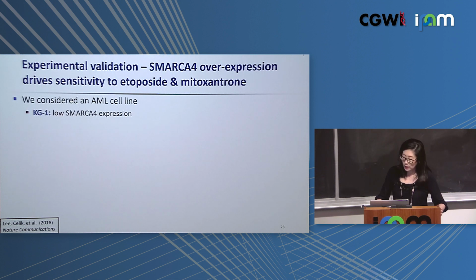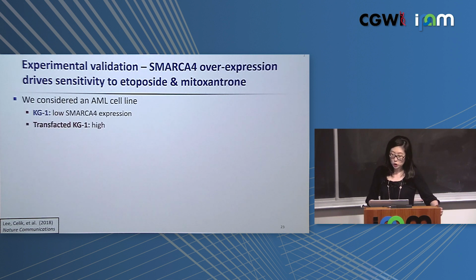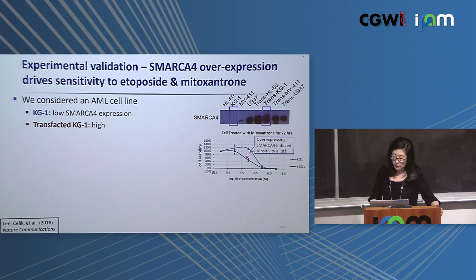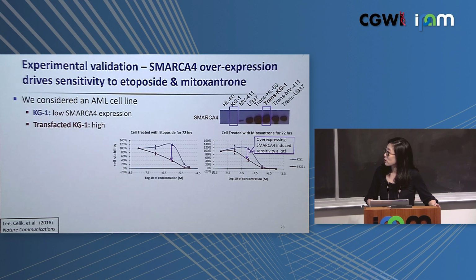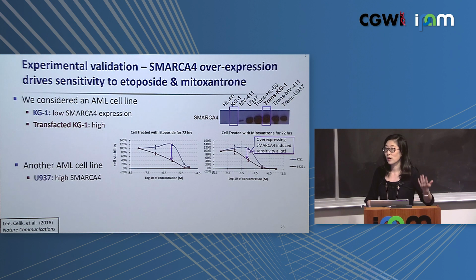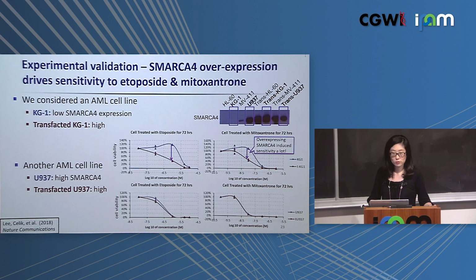We picked the AML cell line that showed low SMARCA4 expression and then transfected that cell line to overexpress SMARCA4, and then measured drug sensitivity. You can see that when you overexpress SMARCA4, the cell becomes a lot more sensitive. This is a classic dose response curve where the x-axis is drug concentration and the y-axis is cell viability. You can see that the transfected cell line became a lot more sensitive to this drug and the other drug as well. To be sure about this finding, we picked another cell line that already showed high SMARCA4 expression and overexpressed SMARCA4. In that case, there's no change in drug sensitivity.